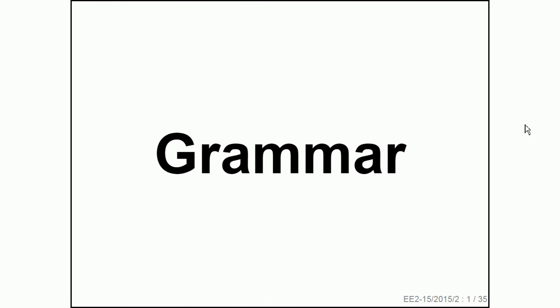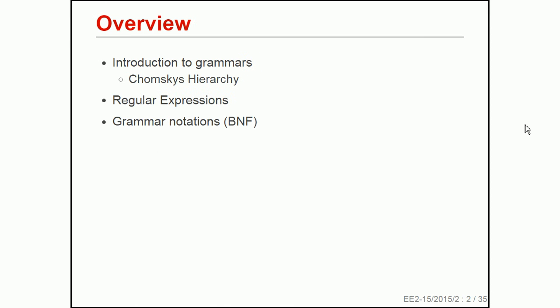Okay, we're now going to look at grammar in a bit more detail and what exactly we mean by grammar. What is a grammar? Things we're going to look at: an introduction to grammars. We are going to try and put it in the context of this thing called Chomsky's hierarchy, which is essentially talking about how powerful things are. So we'll do that after looking at what a grammar is and two very specific forms of grammars, which are regular expressions for doing regular languages and grammar notation in the form of BNF or eBNF.